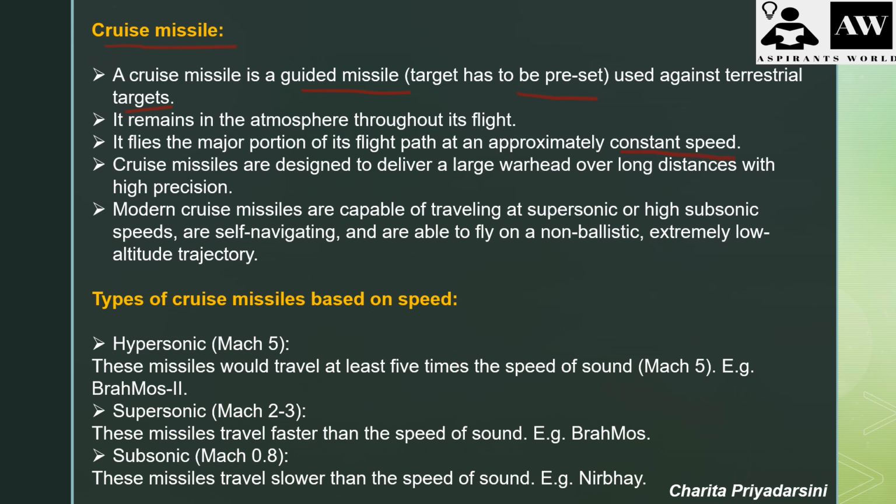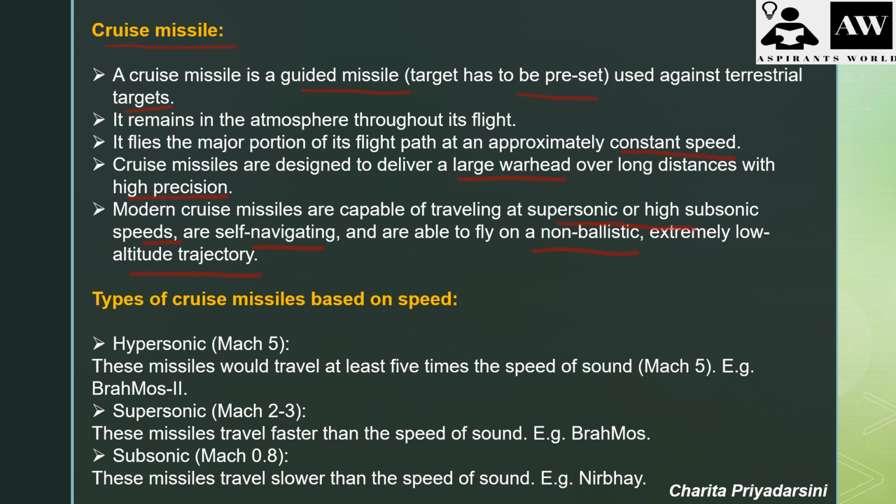That means it is not affected much by gravity, air pressure or the Coriolis force, unlike the ballistic missile. The cruise missiles are designed to deliver a large warhead over long distances with high precision. And modern cruise missiles are capable of traveling at supersonic and high subsonic speeds, and they are self-navigating and able to fly on a non-ballistic, extremely low altitude trajectory.